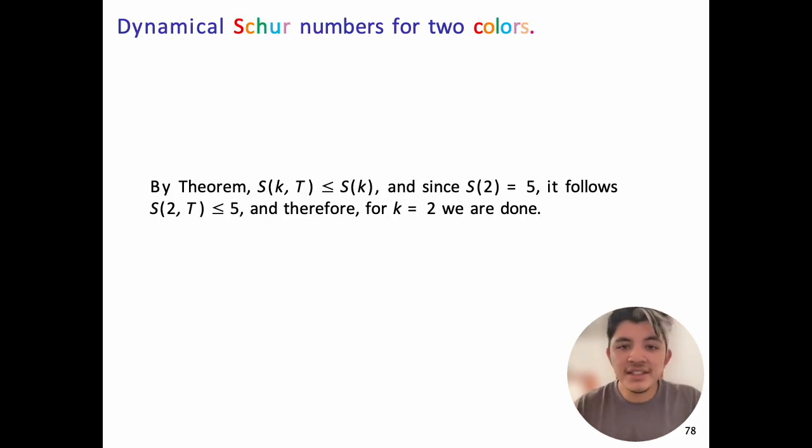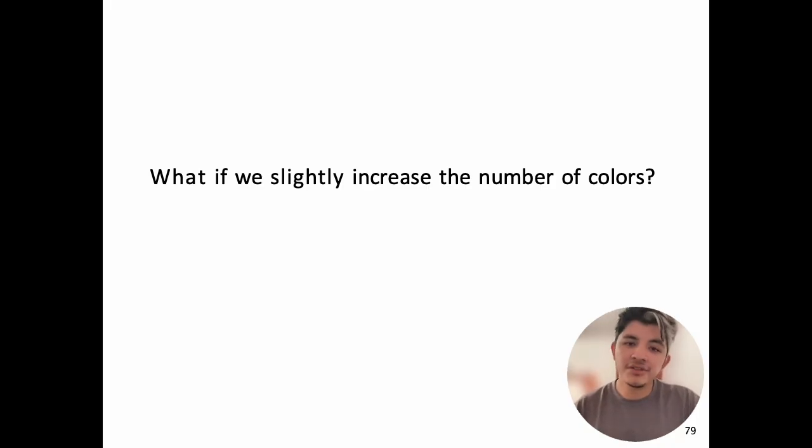Moreover, since the dynamical Schur number is less than or equal to the Schur number in combinatorics, and we just proved that the Schur number of 2 colors is 5, then the dynamical Schur number is less than or equal to 5, and these are all of the possible cases for 2 colors. Now, we wondered, what if we slightly increase the number of colors? Unfortunately, we found out that for this kind of partitions, the dynamical Schur number does not increase that much.